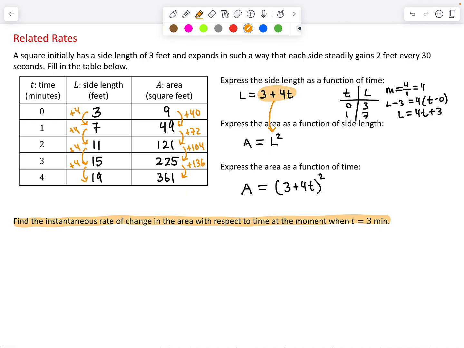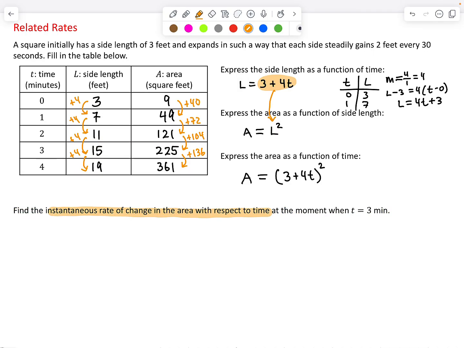Now find the instantaneous rate of change in the area with respect to time at the moment when t equals 3 minutes. This phrasing, instantaneous rate of change in the area with respect to time, in math notation, is the derivative of the area with respect to time. So we're trying to find dA/dt precisely when t equals 3 minutes.